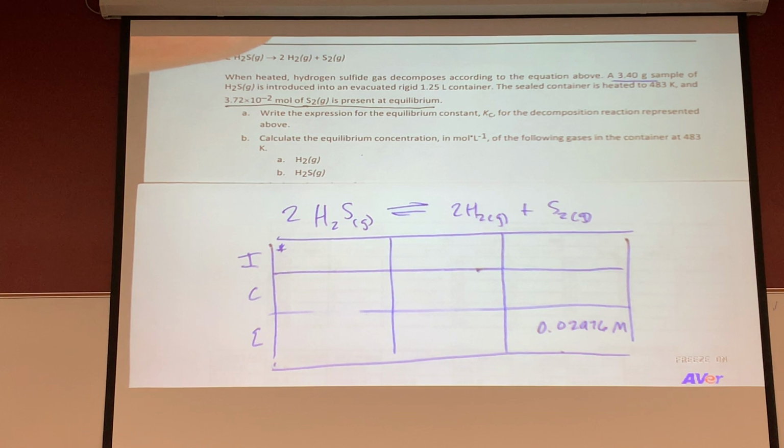So we go to H2, 0.05952 squared times 0.0296 divided by 0.0203.